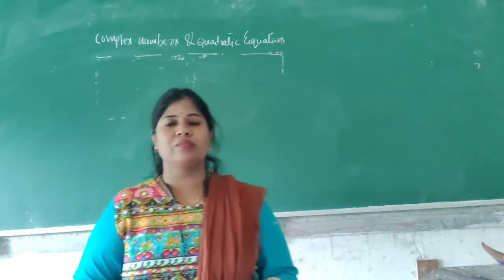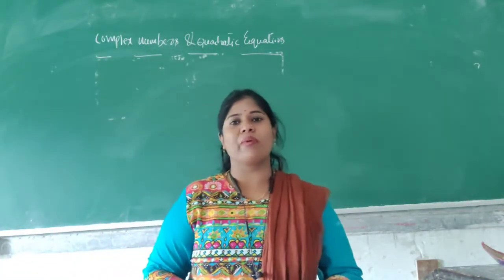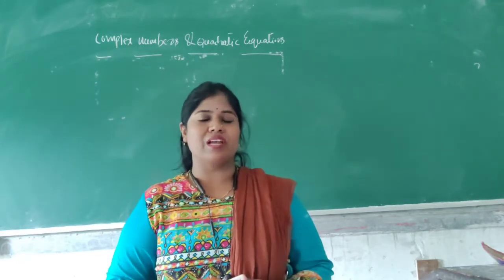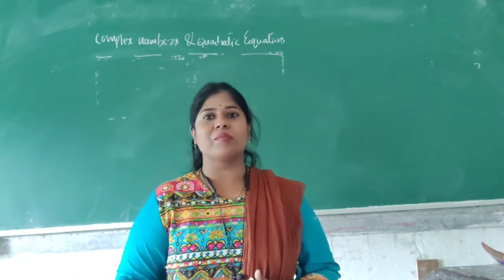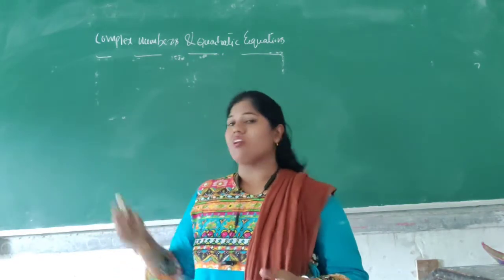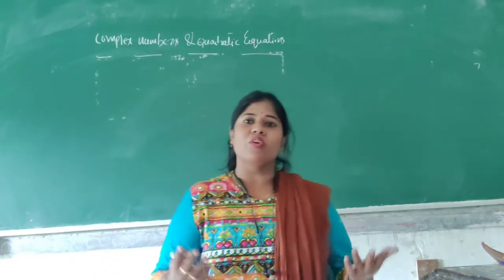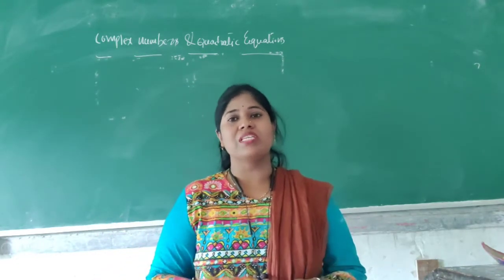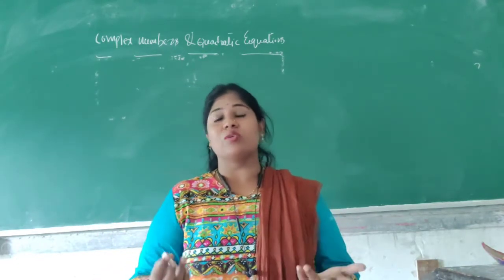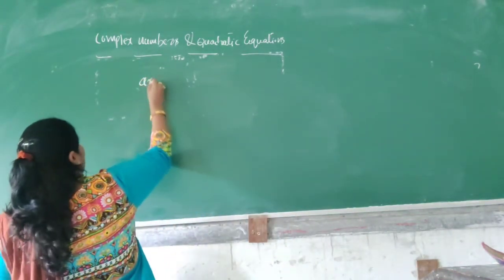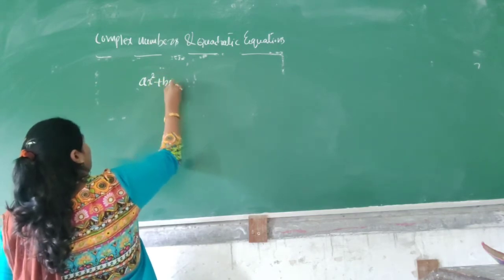Good morning, students. We will continue the session on complex numbers and quadratic equations. In the previous class, we covered the concept of i, that is iota, which is equal to the square root of minus 1. We know the real number system is not sufficient to solve quadratic equations of a certain type.